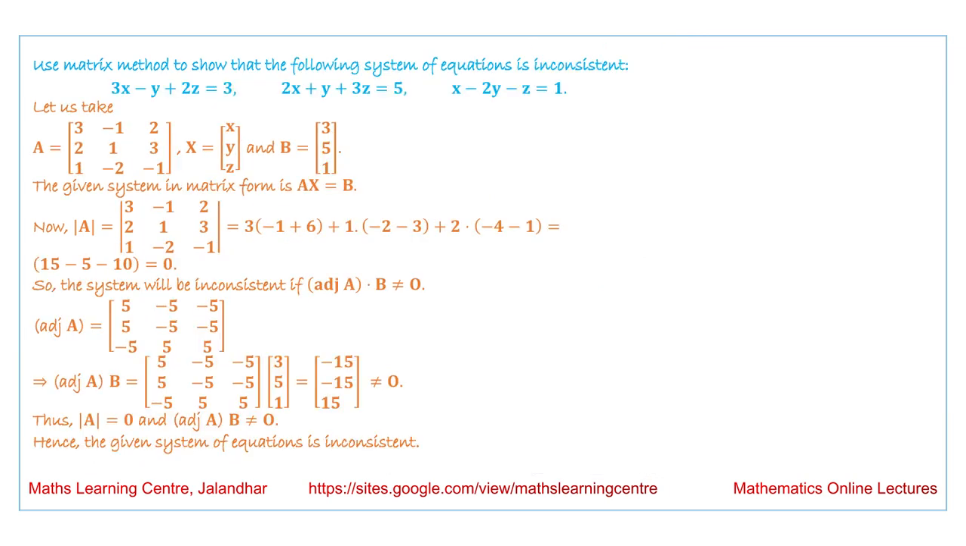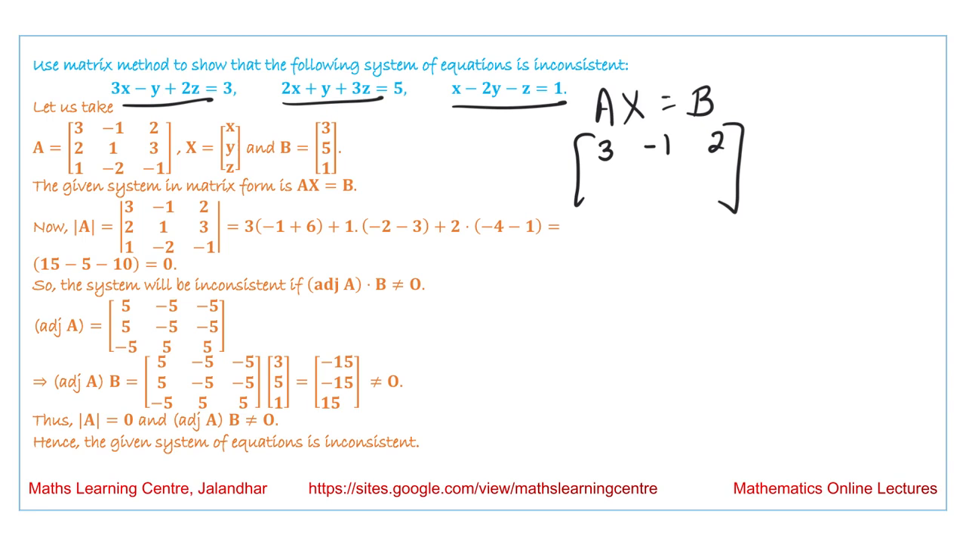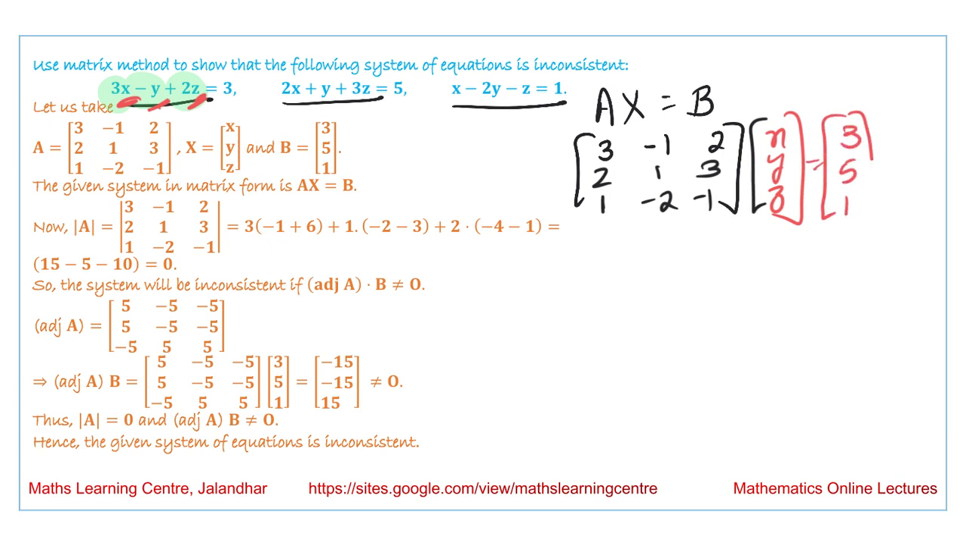Next, this system of equations is given. There are three equations and three unknowns. When we write this in the form Ax equals b, the matrix A is 3, minus 1, 2; then 2, 1, 3; and 1, minus 2, minus 1. We are multiplying it with x, y and z, the three unknowns, and the constant terms are 3, 5 and 1. So we have written the equation in this form.